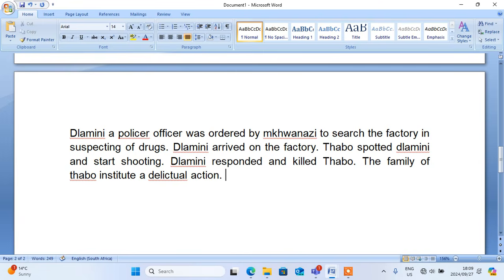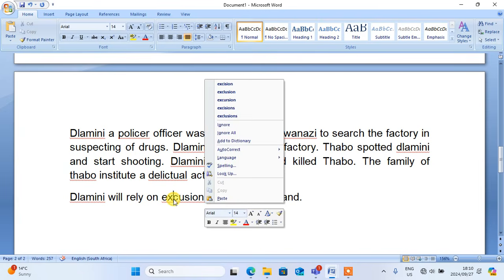action. It means that in this instance, because Dlamini is a police officer and he was ordered by Mkhwanazi, who is his boss, Dlamini will rely on execution of an official command. Right? I can give you many, many examples.